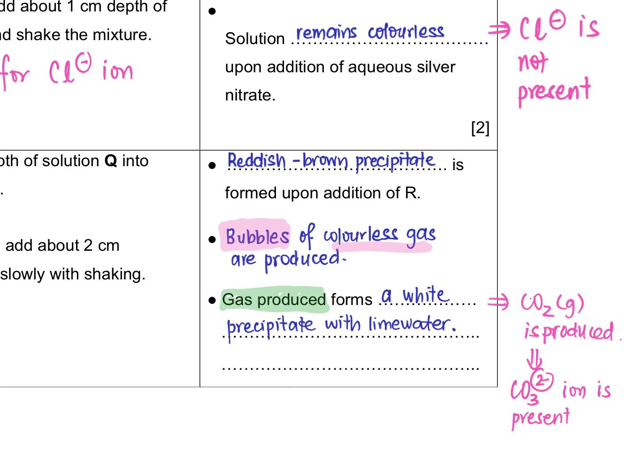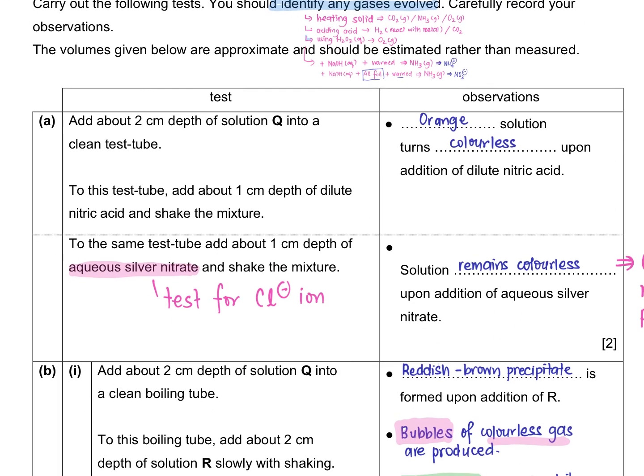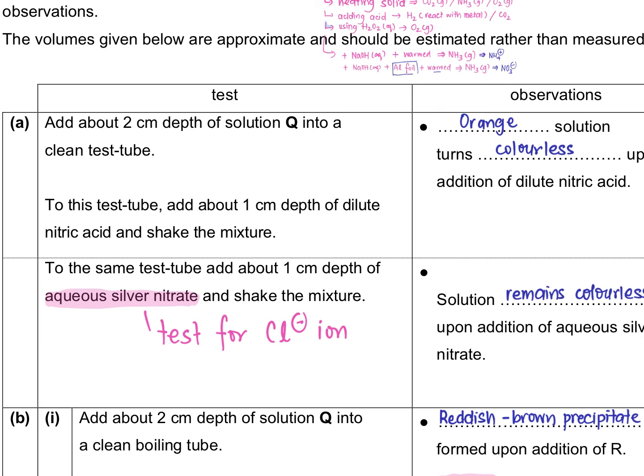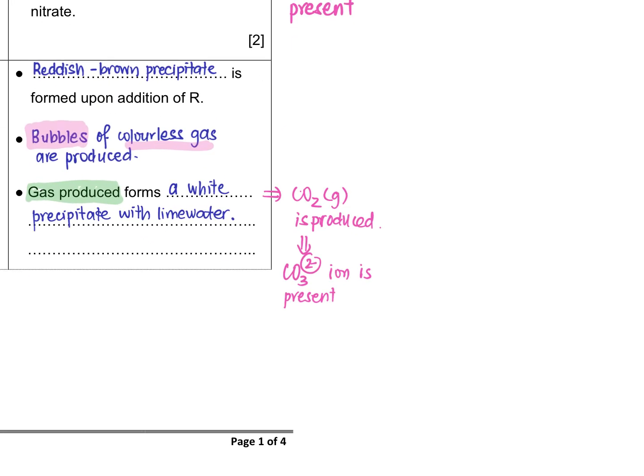Then I got a question. Your carbonate ion is present in P, in Q or R? Q or R? Or both? Q. So if you say it's present in Q, you go back to your first one. When you added your Q followed by the acid, got bubbles? No. So where is the carbonate present? In Q or in R? In R. So you must be able to be very clear with this as well. Okay, so carbonate ion is present in solution R. Okay, next.